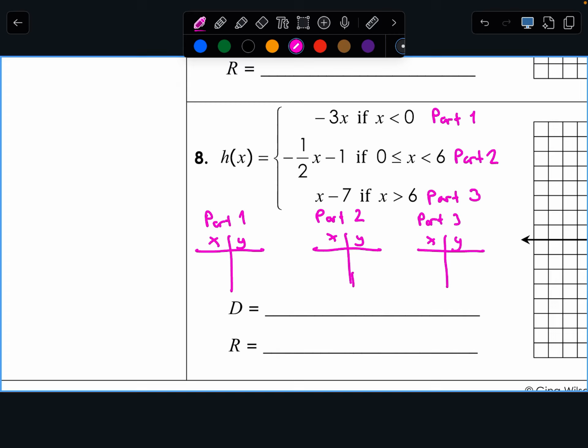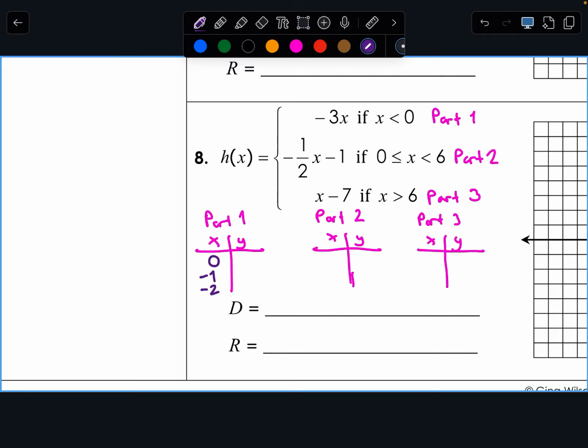So, what is the endpoint for part 1? 0, because it says x is less than 0, right? So we're going to have 0, and then we need what other numbers? -1, -2, because those are less than 0, correct? So -1, -2. All right, we're good so far?